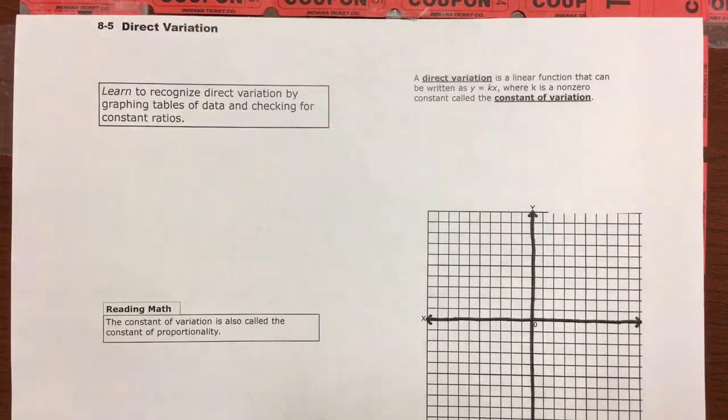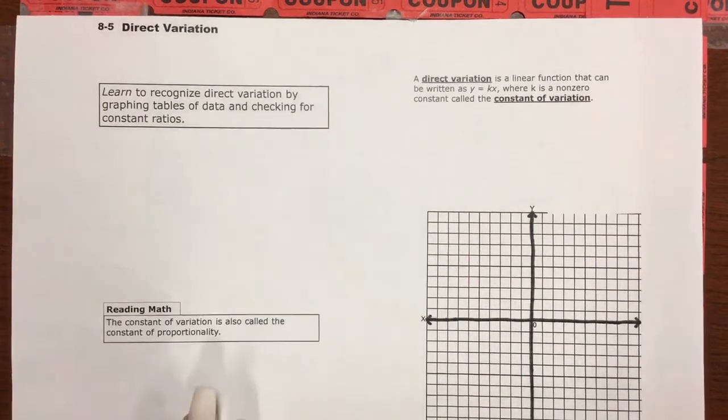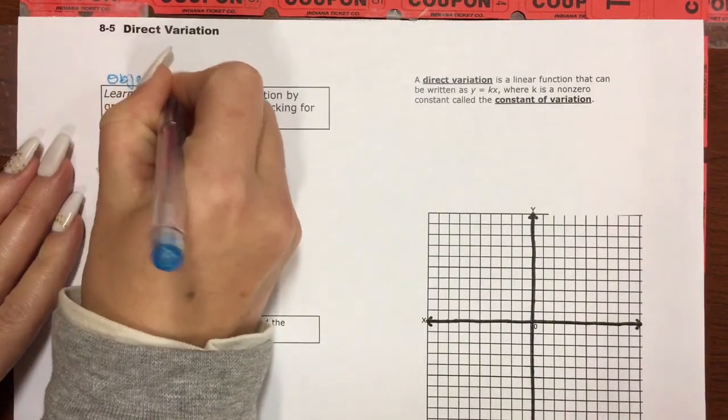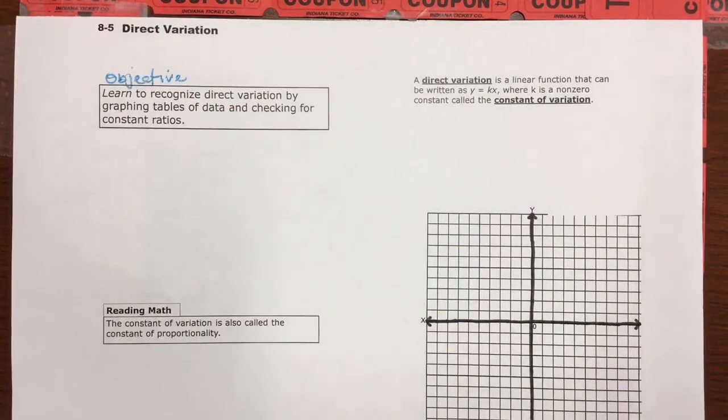Hello, hello. We are back talking about Chapter 8, Lesson 5, Direct Variation. Today, our objective is to learn to recognize direct variation by graphing tables of data and checking for constant ratios.